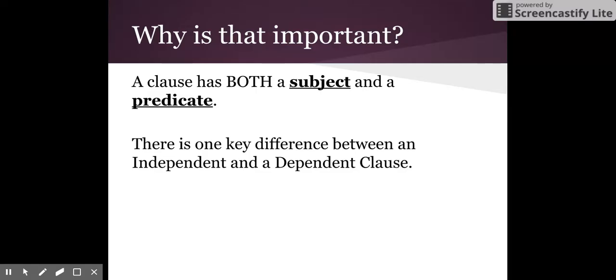So what is a clause? A clause, not the Santa, has a subject and a predicate. And there is a really key difference between an independent clause and a dependent clause. And if you think about what those two words mean, that's going to actually really help you out here.